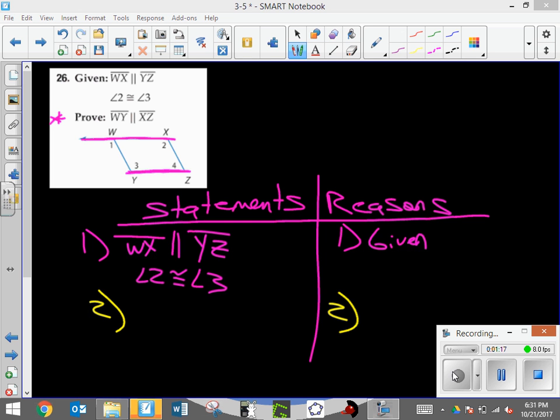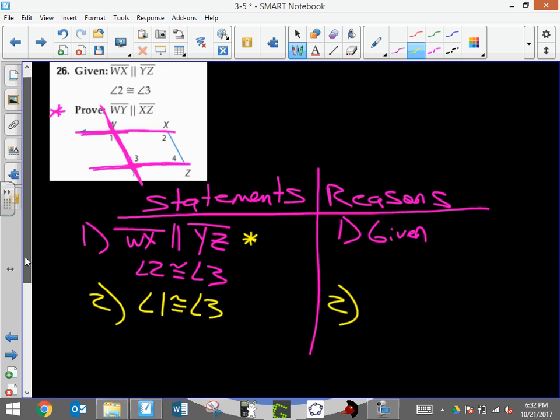Okay, I'm going to look at this line, WY, being my transversal. Well, that is my transversal. I'm looking at angles 1 and 3. Just going to extend those lines a little bit. I'm looking at angles 1 and 3, and I know that those angles are congruent from this part of the given. Since those lines are parallel, angles 1 and 3 are alternate interior angles. And if lines are parallel, then I know alternate interior angles are congruent.